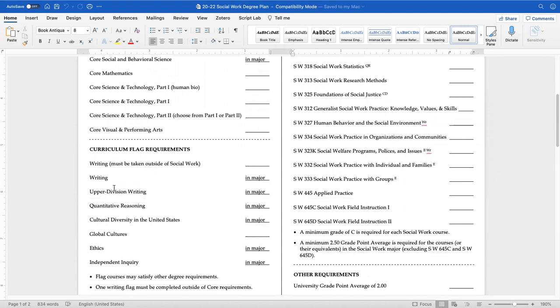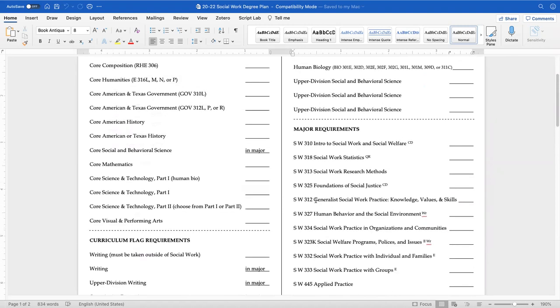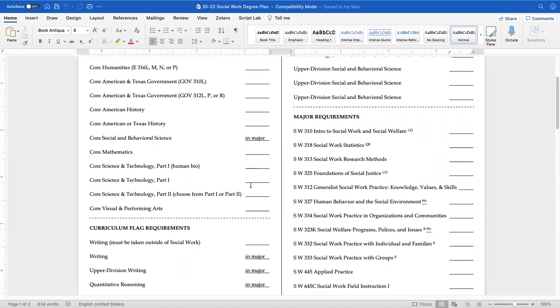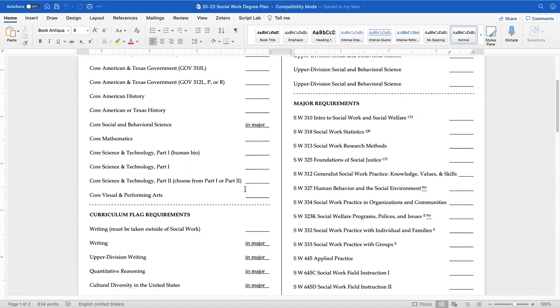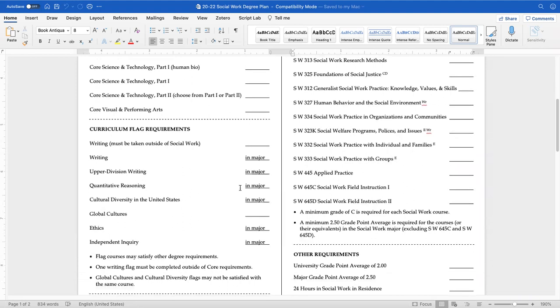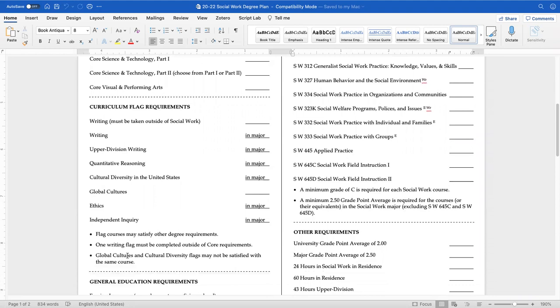So just be sure that if you had transfer coursework prior to coming to UT, that is something you could potentially petition for a flag. But if you take transfer coursework after being admitted and starting at UT, you will not be able to petition that for a flag requirement. So that's pretty much everything that you need to know as far as flags go. Oh, one last thing.